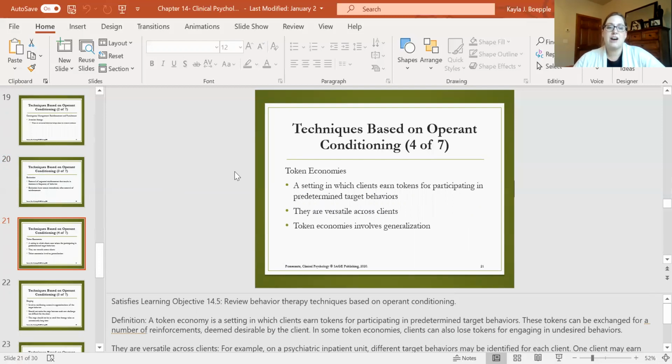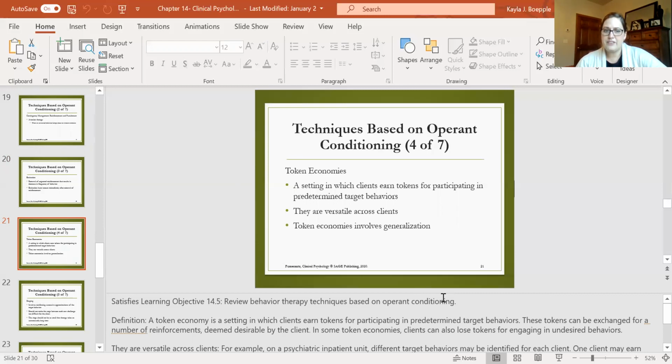Token economies are often used with students in a school setting when we are working on clinical types of techniques or to prevent behaviors. But a clinician may also use token economies when working probably with younger kids or maybe even adolescents. This is when a client earns tokens for participating in predetermined target behaviors. They are versatile across clients, and it typically involves generalization.